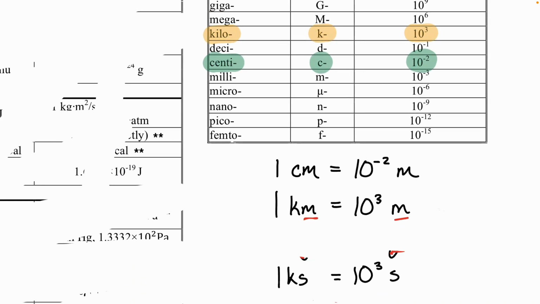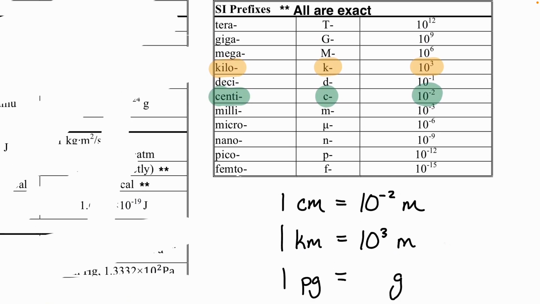All right, so for practice here, 1 picogram equals how many grams? Everybody take a second. Pico, yep, pico. P, 10 to the negative 12. That's how we would talk about stuff that's super duper tiny. Okay? So this is how we read our table here.